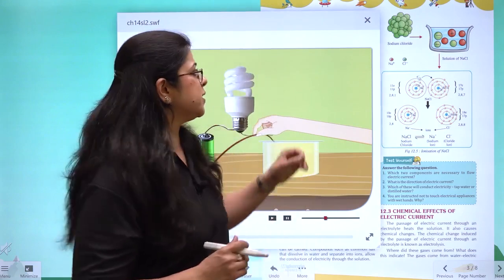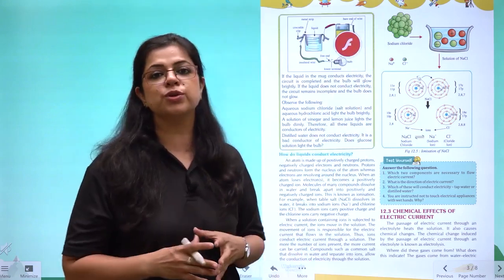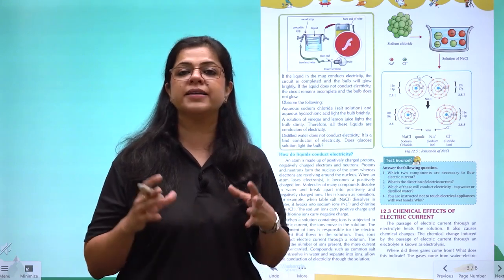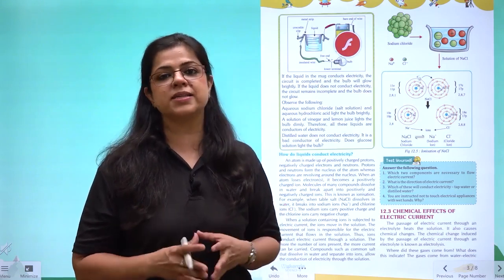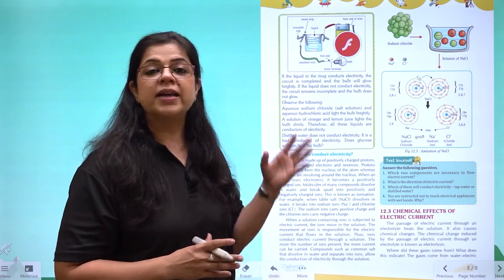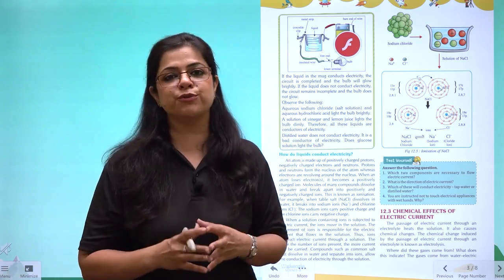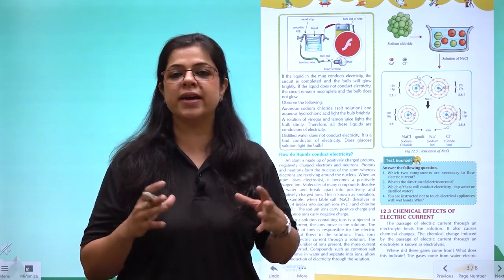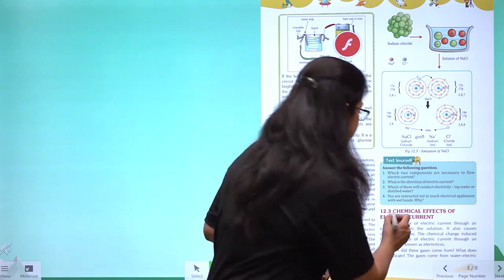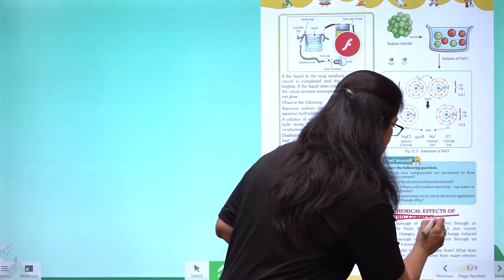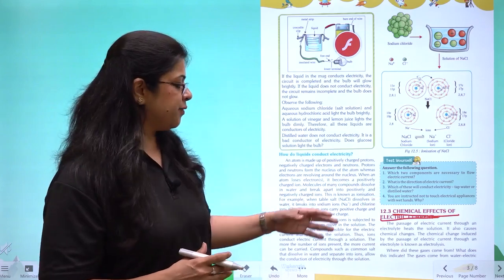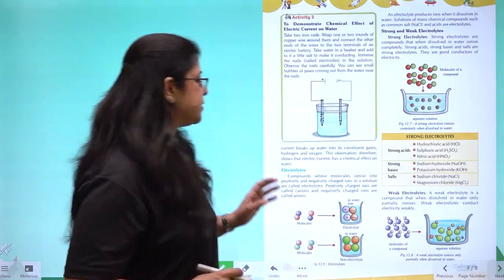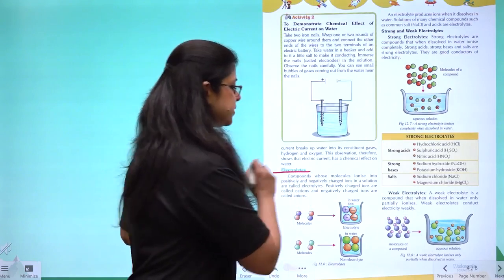So children, through this experiment, we have understood how different liquids conduct electricity. In some cases, the bulb glows, and in some cases, the bulb does not glow. Now, this was about transfer of charges that lead to electricity. Let us understand now the chemical effects of current. Before we understand the chemical effects of current, we need to understand about electrolytes.